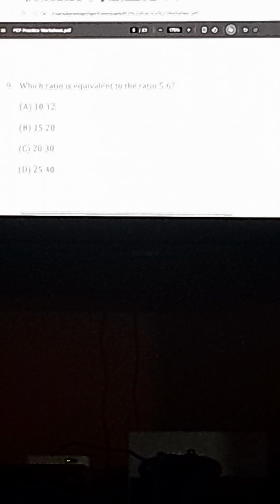Somebody say double session. Which ratio is equivalent to the ratio 5:6? I don't need to go far to get the answer for this.